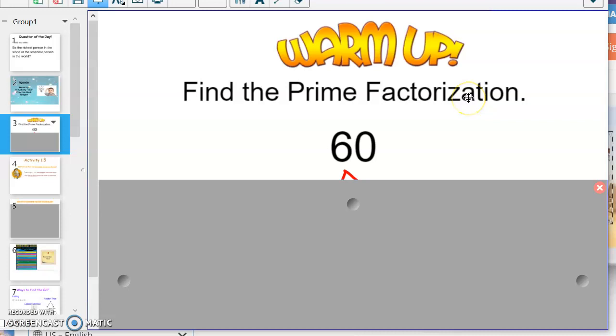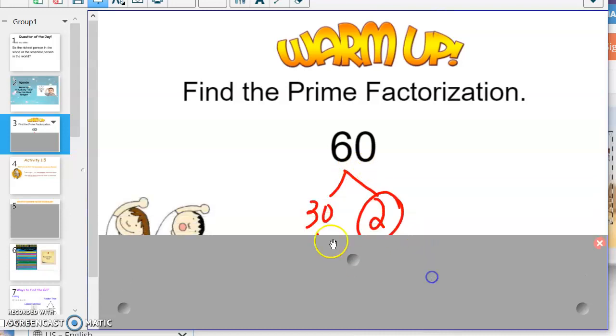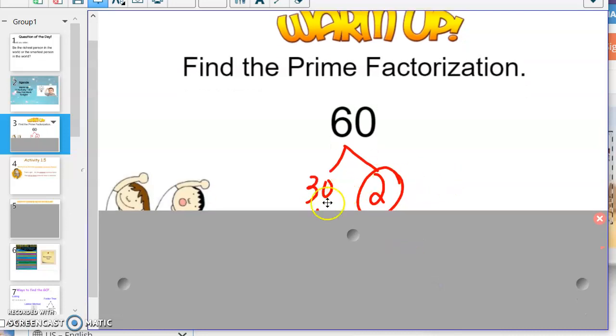First up, we did a warm-up question that involved finding the prime factorization of 60. Well, first we thought of what two numbers we multiply together to get 60, and we thought of 30 and 2. Well, 2 is a prime number, so that one's done, but 30 is not.